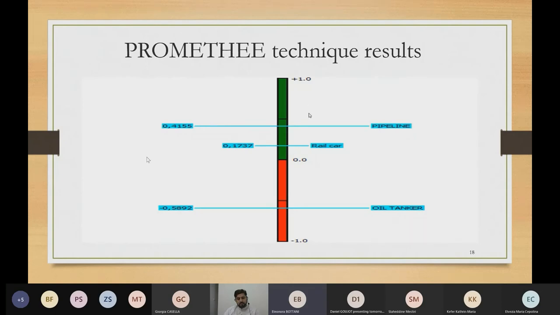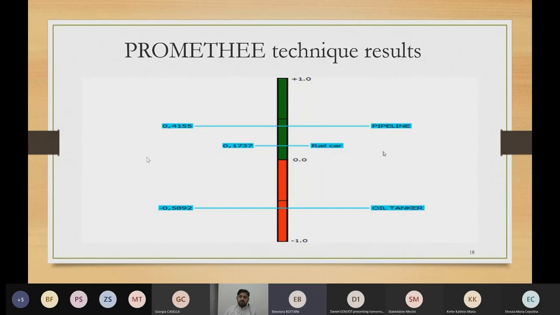Minus 1 and plus 1. So the minus 1 value represents the worst probable value, and the plus 1 value signifies the best probable value. So all actual values lie between these two values. Results show that the pipeline mode of transportation has the highest positive flow.